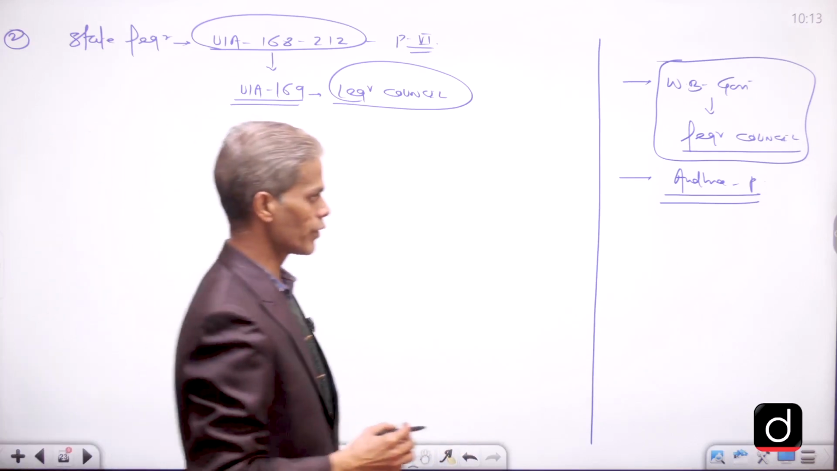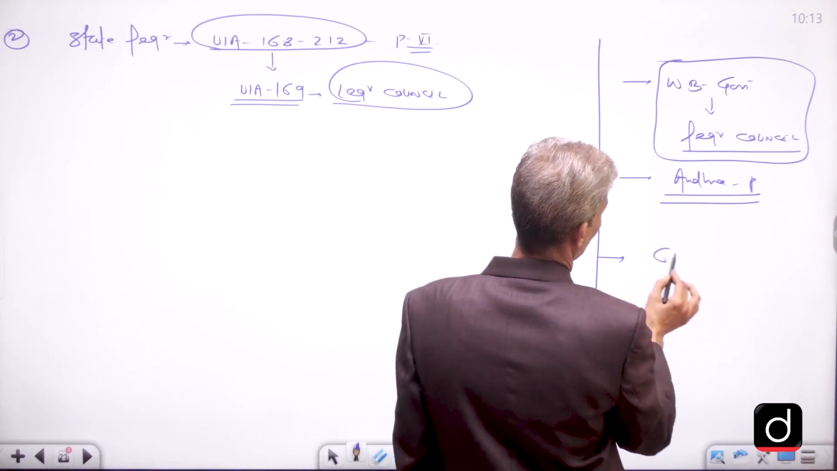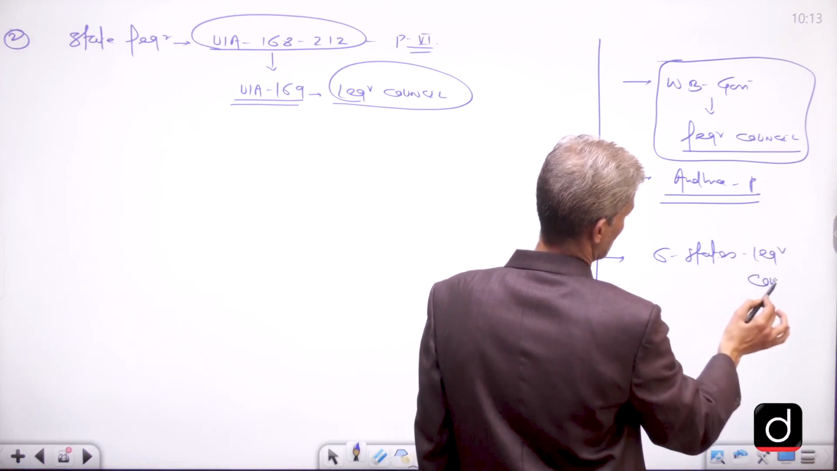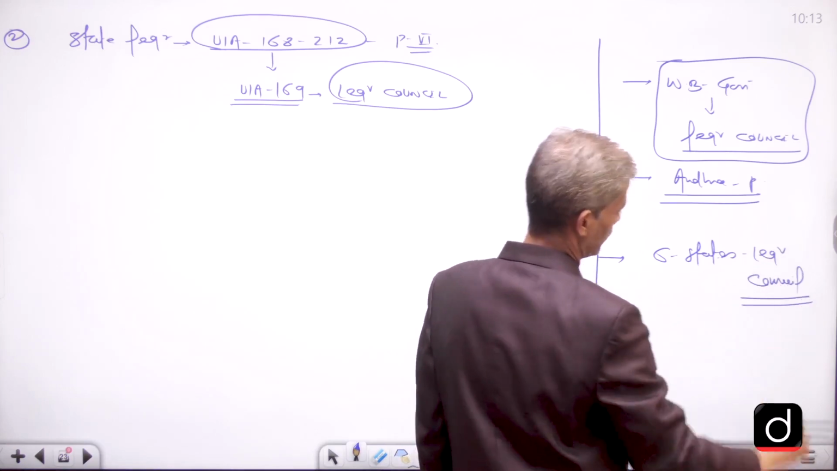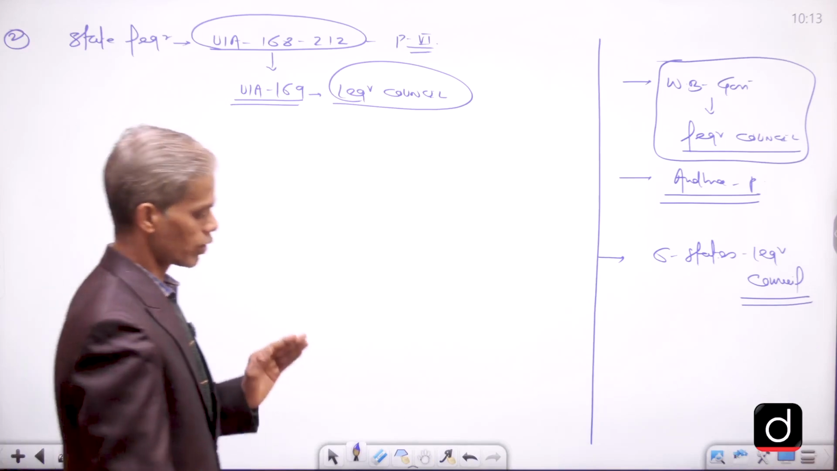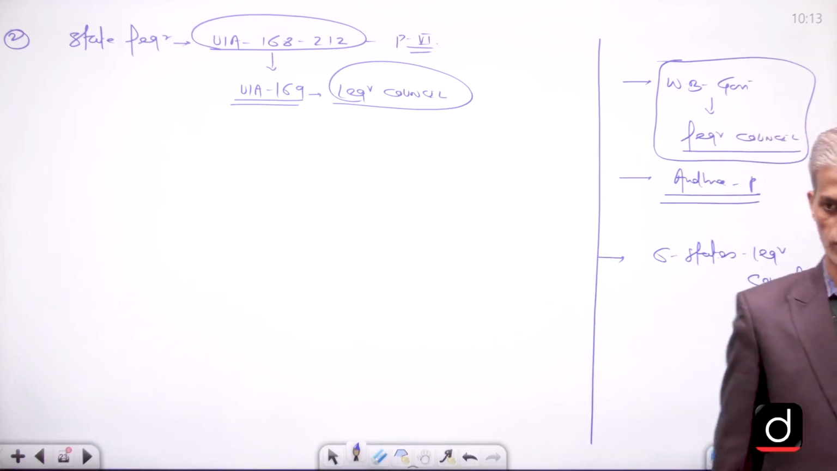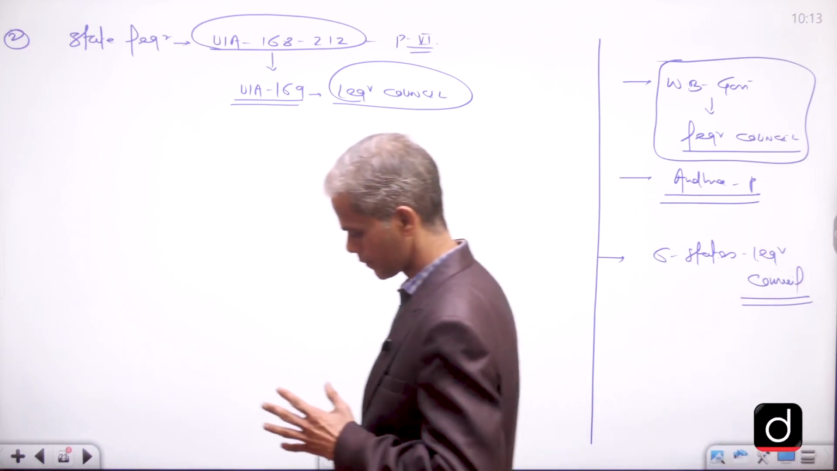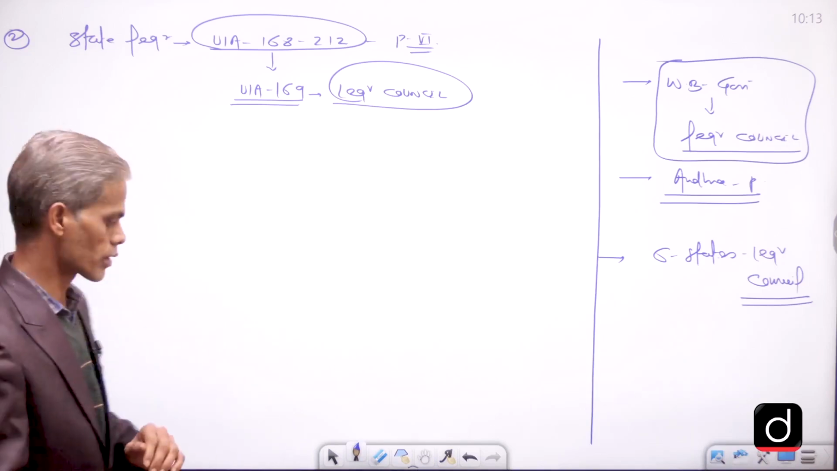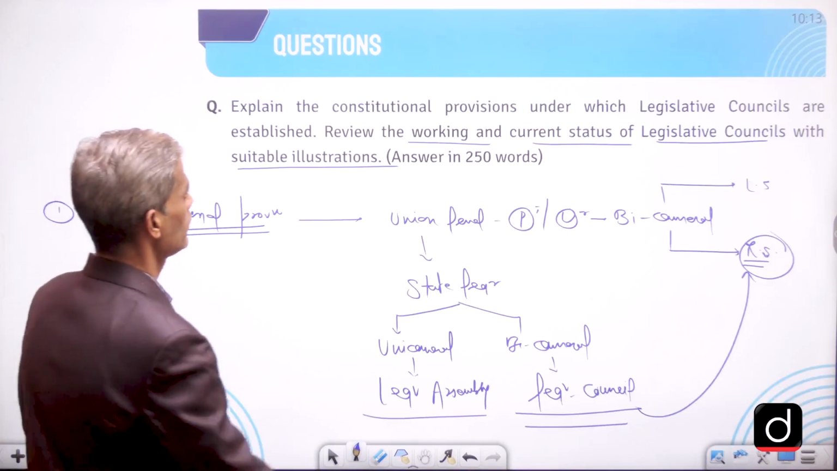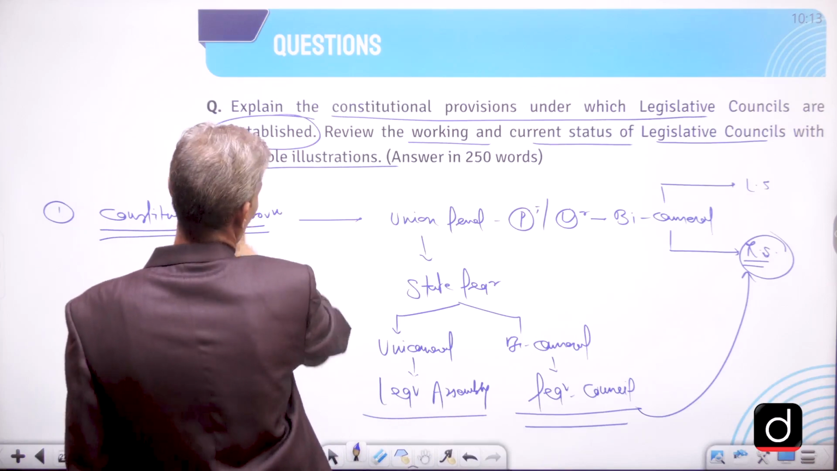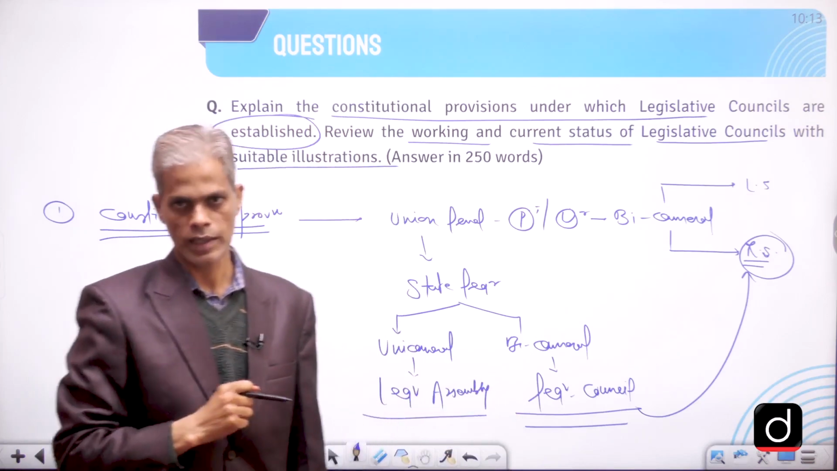Now, as of now, you can also add the point that currently there are only 6 states which have a legislative council. Initially 7. J&K was also there, but with the reorganization of J&K, it has been abolished. Article 169 talks about the creation or abolition of the legislative council in the state. In the regular class we have discussed the detailed process, but here they are just asking the constitutional provision under which legislative councils are established. That means we have to write 3-4 lines about their establishment.